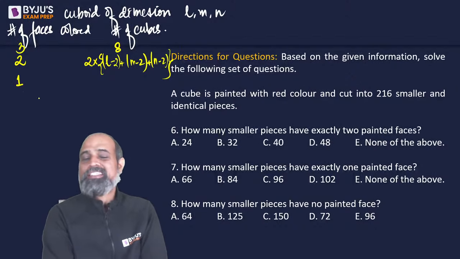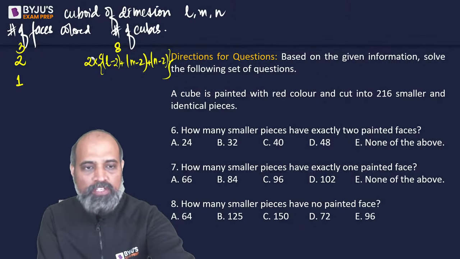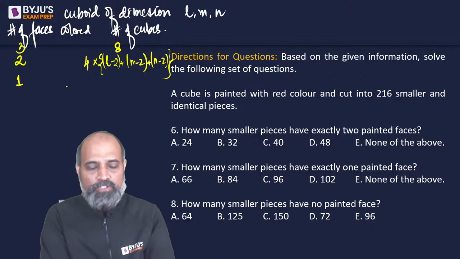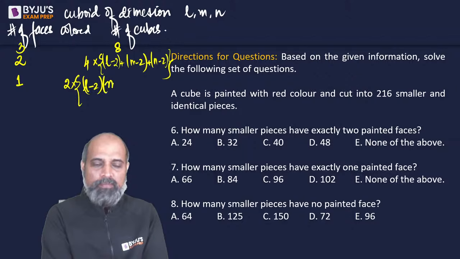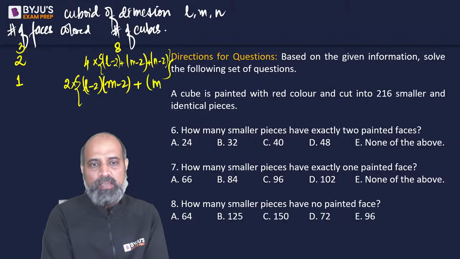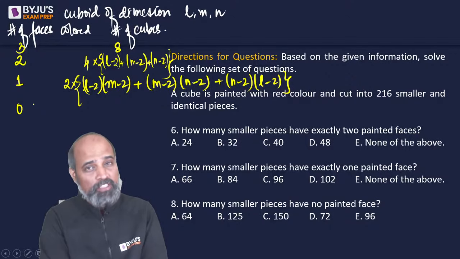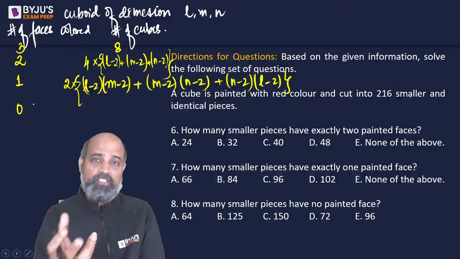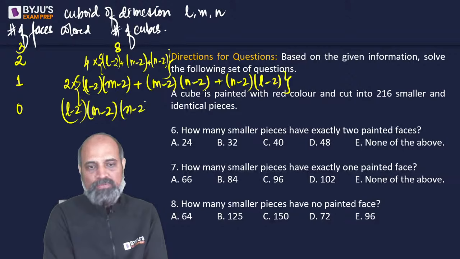If 1 face is colored, this is going to give you 2, no, it should be 2 times (L minus 2) into (M minus 2) plus (M minus 2) into (N minus 2) plus (N minus 2) into (L minus 2). And if you want to find out the number of smaller cubes with 0 faces painted, which lie at the core or the center of the large cube, this is given as (L minus 2) into (M minus 2) into (N minus 2).